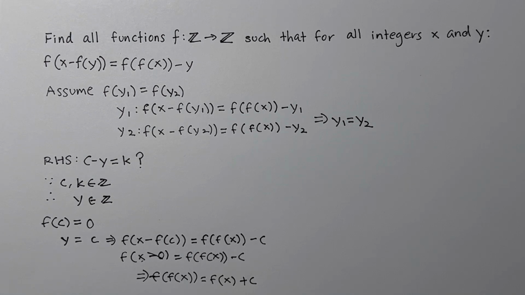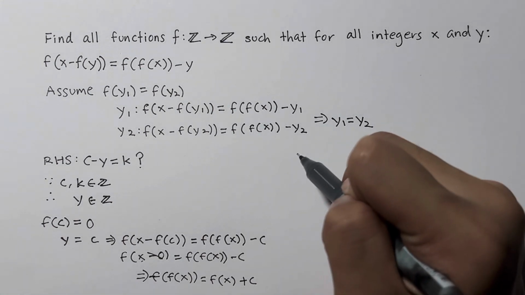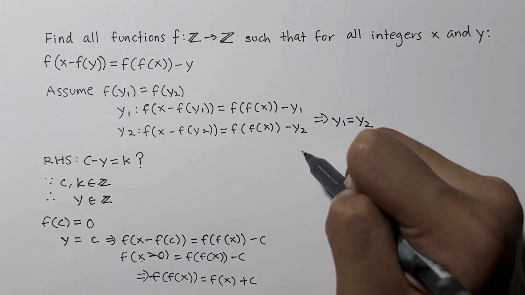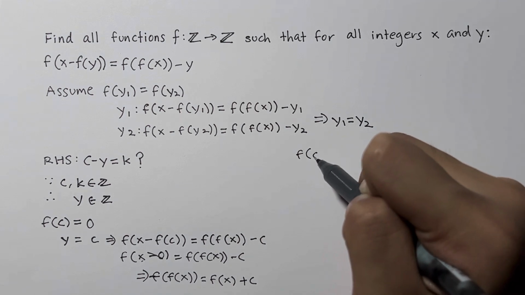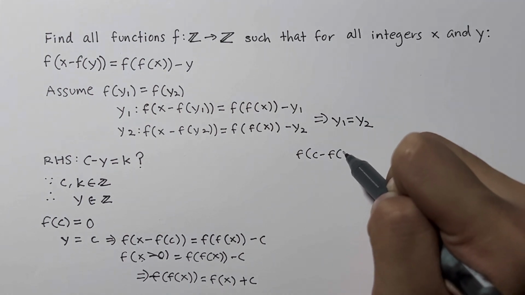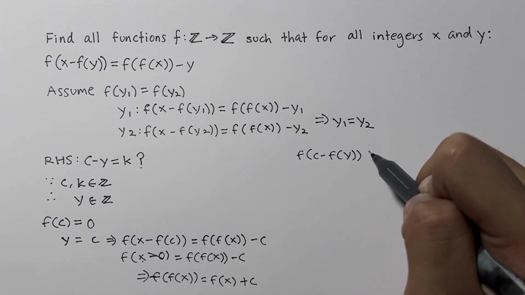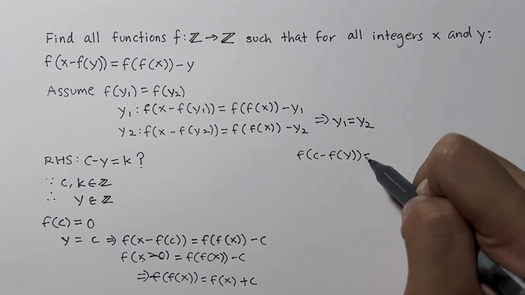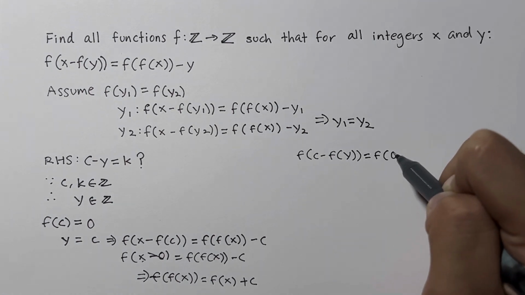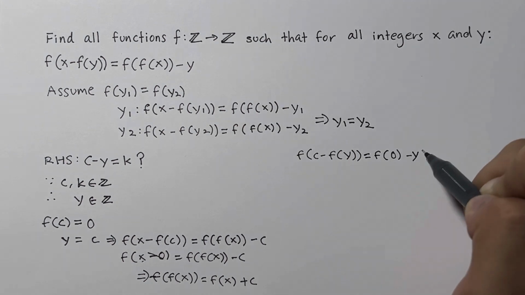We can use our secret key f of c equals 0 again, but this time by substituting x equals c into the original equation. So we'll have f of c minus f of y equals f of 0 minus y.